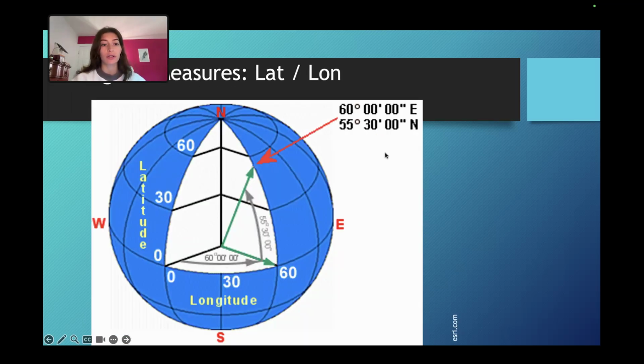Another way that we can look at the Earth in a somewhat gridded format is through angles. So angular measurements look at latitude and longitude as well, but they're based off of the center of the Earth. So you'll see over here we have 60 degrees of longitude. We have about 55.3 degrees of latitude.